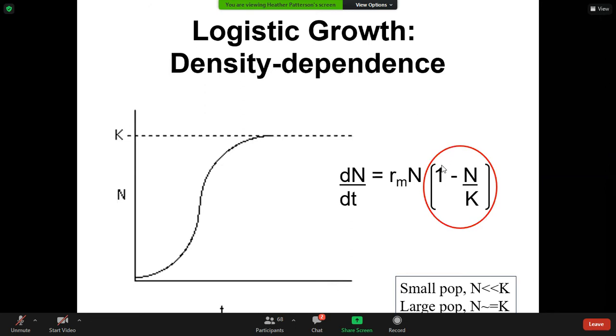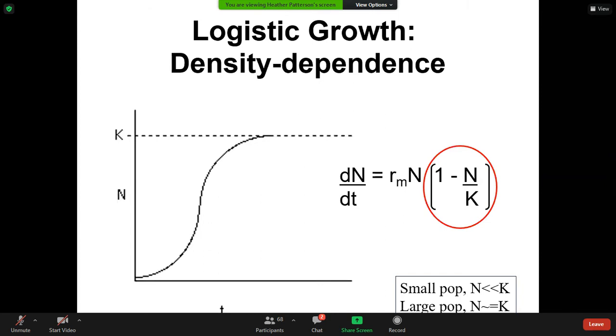And so 1 minus N over K is going to be equal to almost 1, right? So if N over K is 0.000001, you're pretty close to 1 with this whole circled area. So if 1 minus N over K is almost equal to 1, your maximum growth rate, as defined right here, is going to be almost equal to just your Rm times N. So since our dN over dt is equal to Rn, the formula for exponential growth tells us that for very small populations, the population growth is virtually exponential.